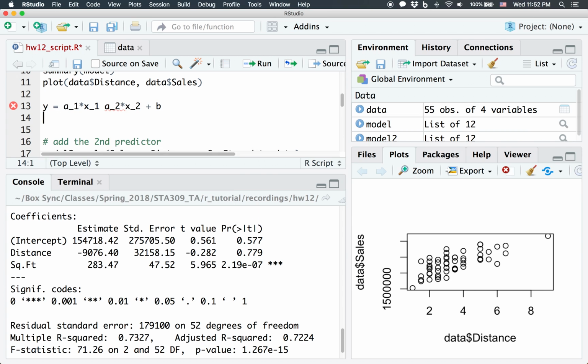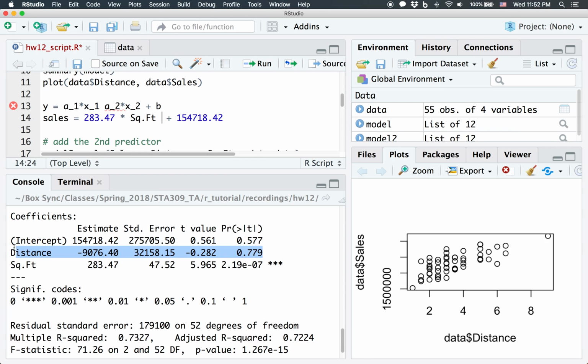this means that the sales price is equal to 283.47 times the square feet plus or minus 90760 times distance plus 4718. Okay, but as I mentioned, we should not reject our null hypothesis, so this should become 0, which means that we can just delete this part. Okay?